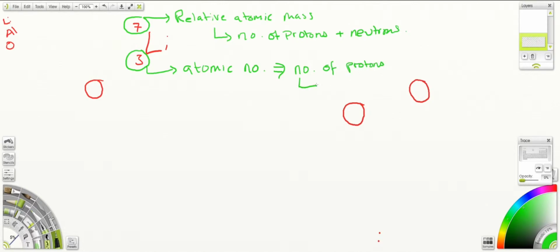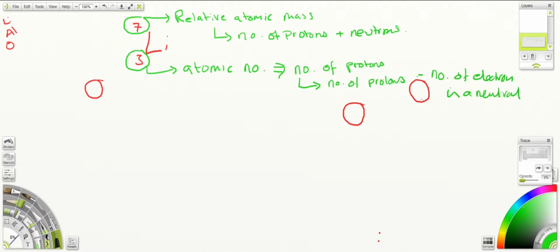However, the number of protons is equal to the number of electrons in a neutral element. So if you take any element from the periodic table as it is, the bottom number is going to equal the number of protons as well as the number of electrons.